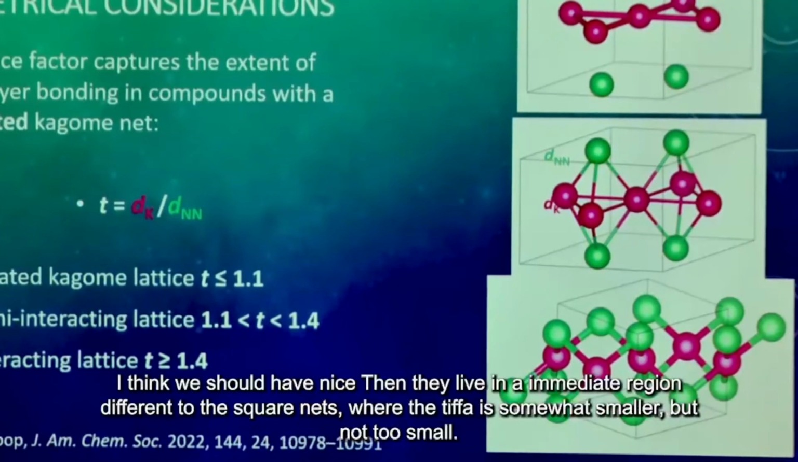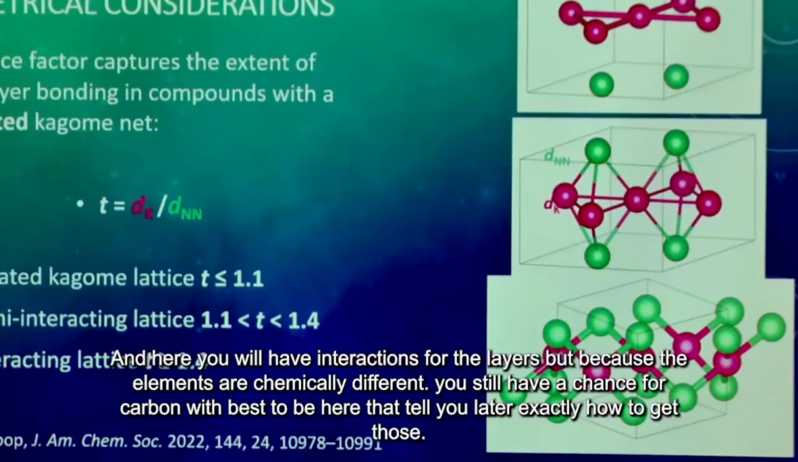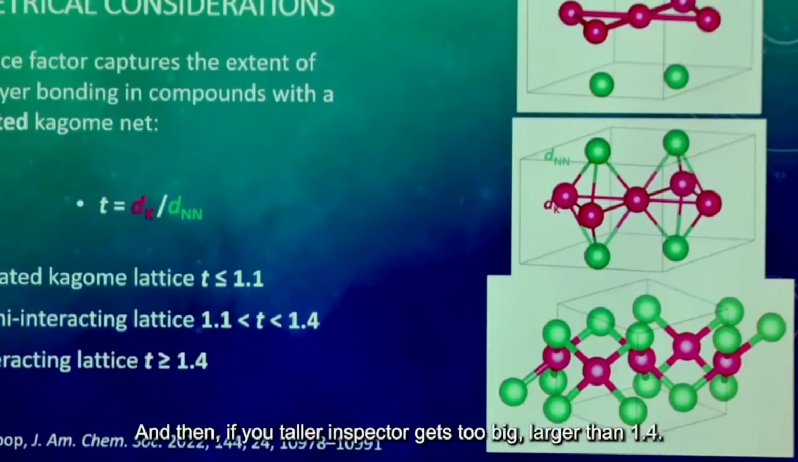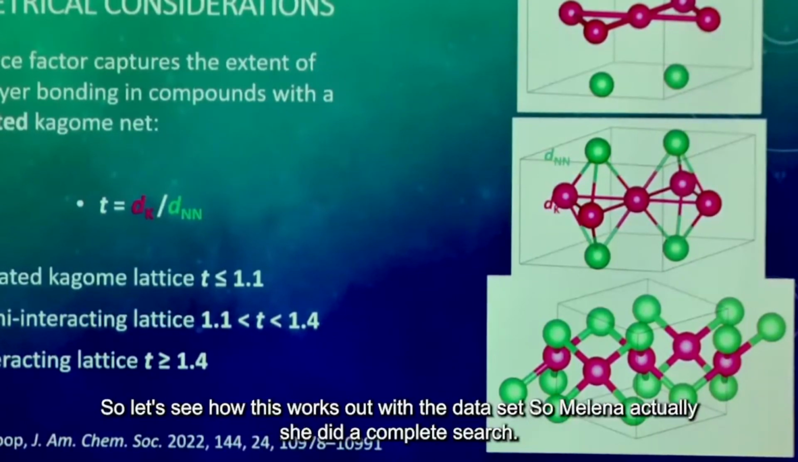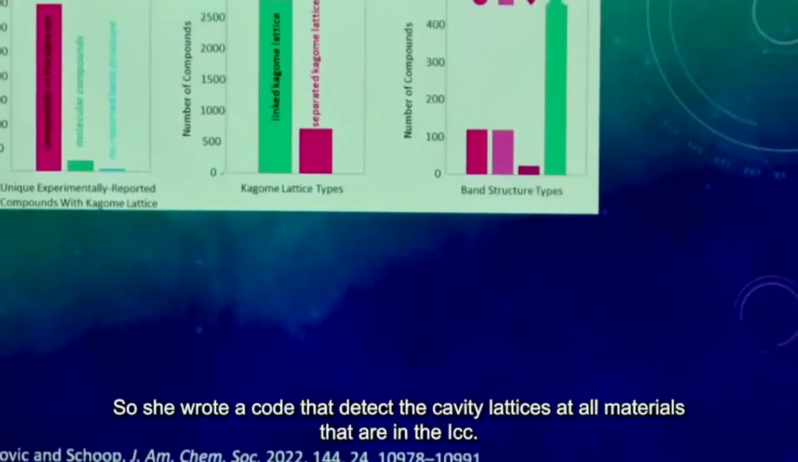Then there will be an intermediate region, different from the square nets, where the T factor is somewhat small, but not too small. And here you will have interactions between the layers, but because the elements are chemically different, you still have a chance for carbonate bands to be here. And I'll tell you later exactly how to get those. And then if your tolerance factor gets too big, larger than 1.4, there's no chance for carbonate bands. These are too close here. There's no bonding between those. And they're really separated. So let's see how this works out with the data set.